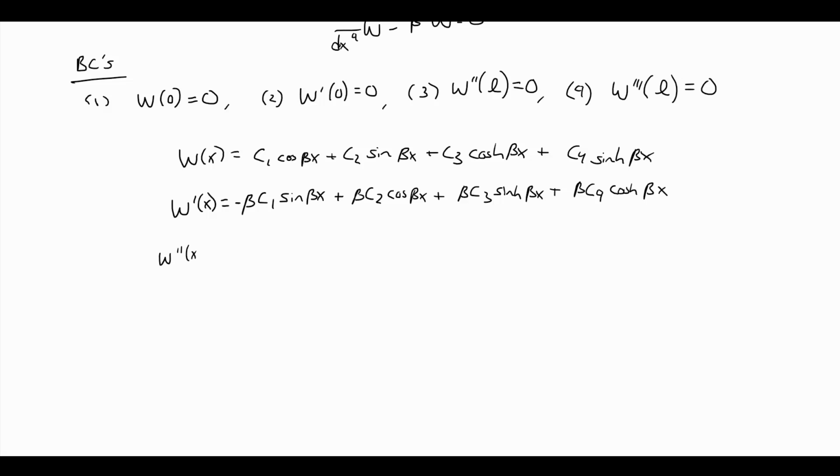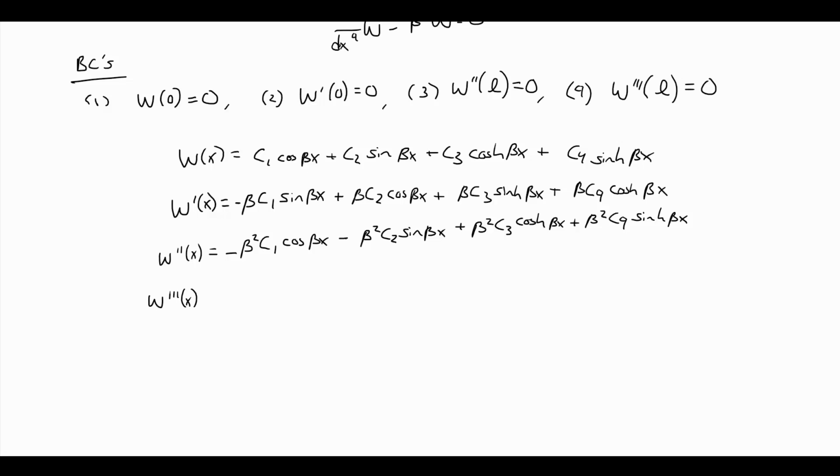And I can take another derivative. Once again, another chain rule, another beta comes out in front, a beta squared c1, sine goes to cosine beta x, still that negative out in front. We have another beta coming out, c2, cosine goes to negative sine. Plus another beta comes out, c3, cosh goes to sinh, no change in sign on the hyperbolic functions. Another beta comes out, c4, sinh goes to cosh beta x.